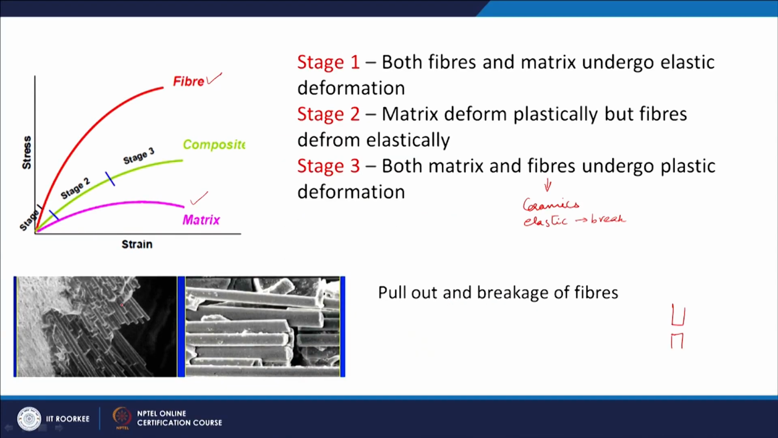So, they deformed elastically and then they fractured, okay, whereas the matrix deformed plastically, and later on there has to be debonding between the matrix and the fiber, okay.